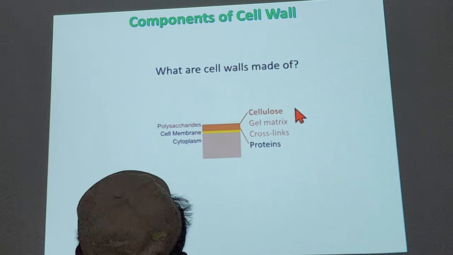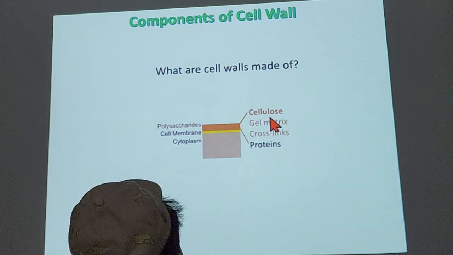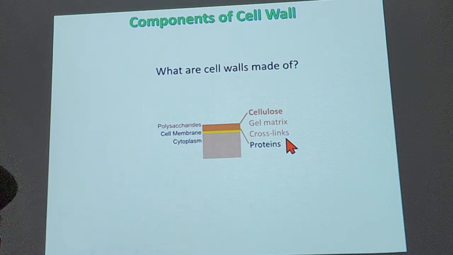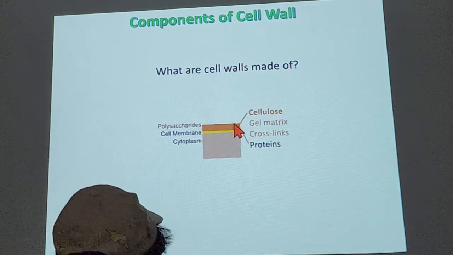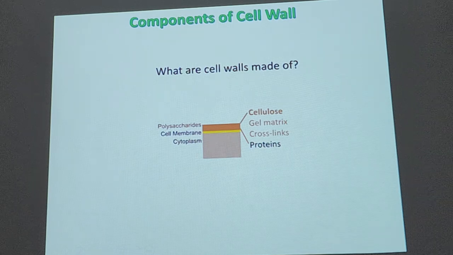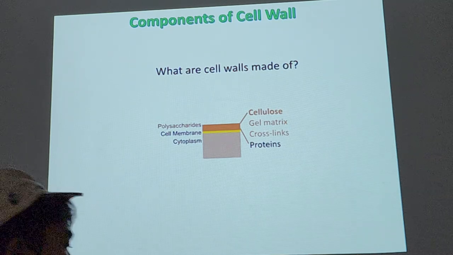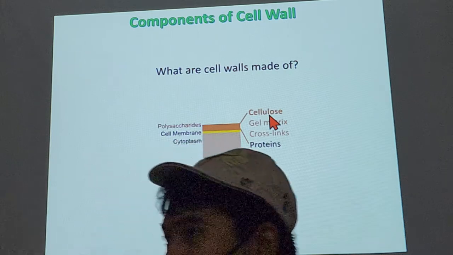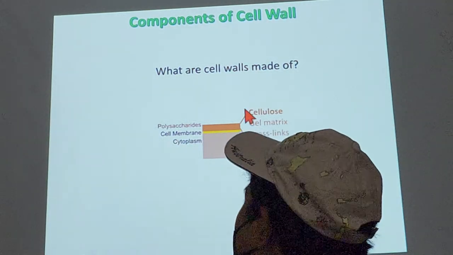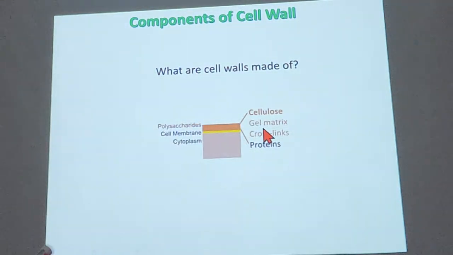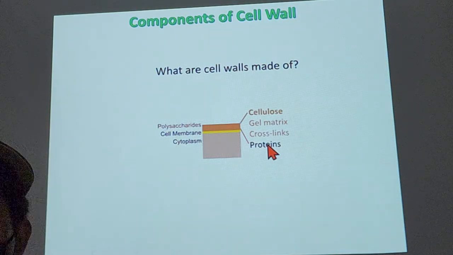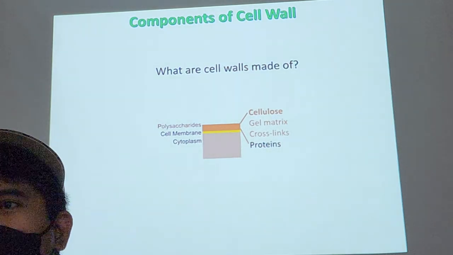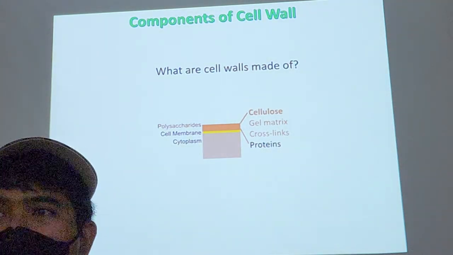So the cell wall is made of cellulose, first component, gel matrix and crosslinks. Crosslinks actually come together with the proteins, okay? Crosslinks plus proteins. So these three components, please remember this: cellulose, gel matrix, and crosslink proteins, okay? In essence, cellulose is the fiber in the cell wall. Gel matrix is the soup that it gets embedded in, okay? And crosslink proteins are the thread or the tie that binds everything together, okay?